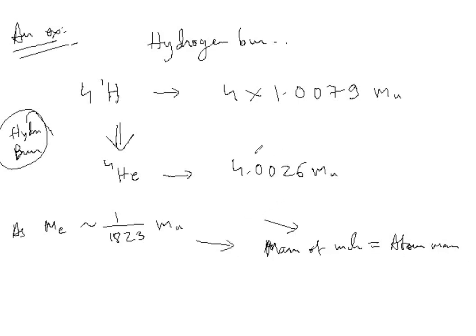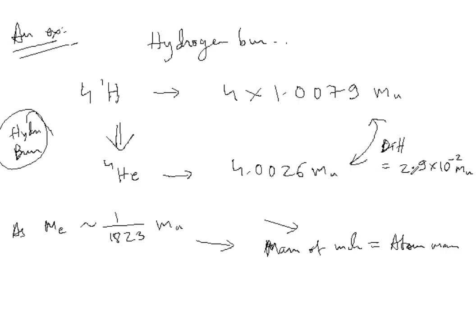Now, what's the difference between the two? The difference is of the order of 2.9 times 10 to the power minus 2 atomic mass units. And you see, this difference is produced per helium nucleus, and this is produced as a result of the disappearance of the 4 protons.